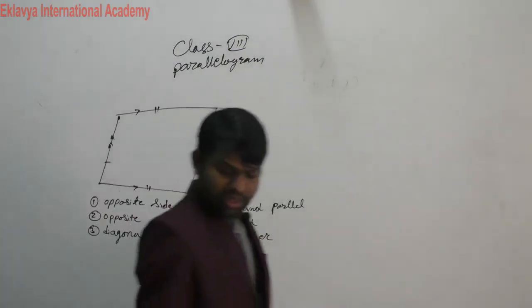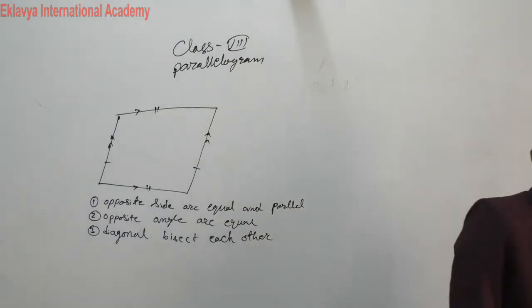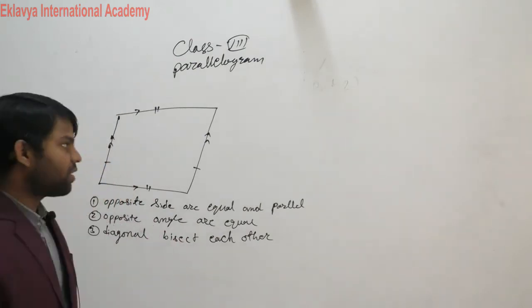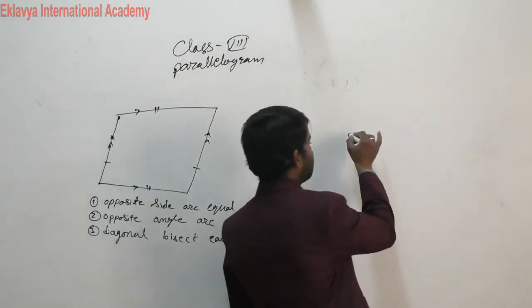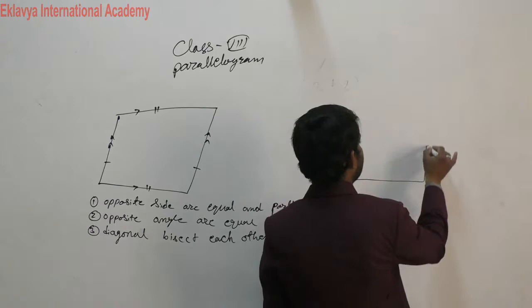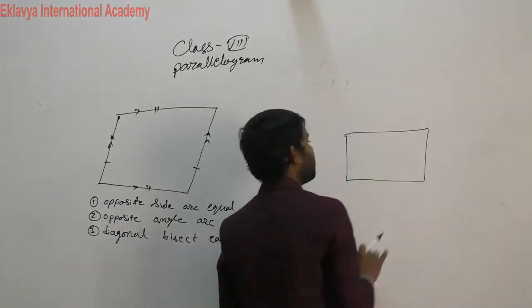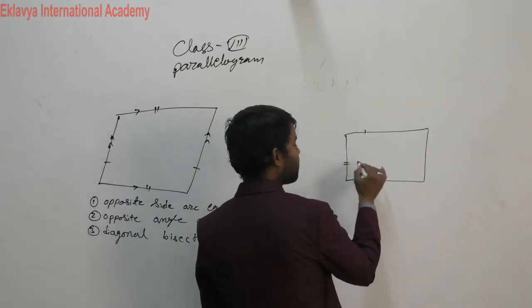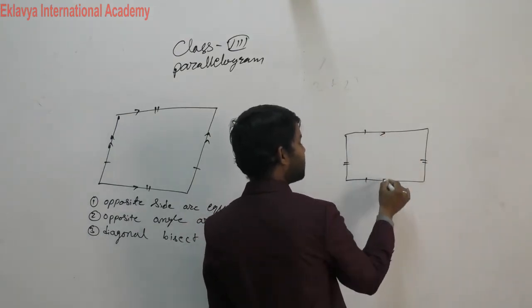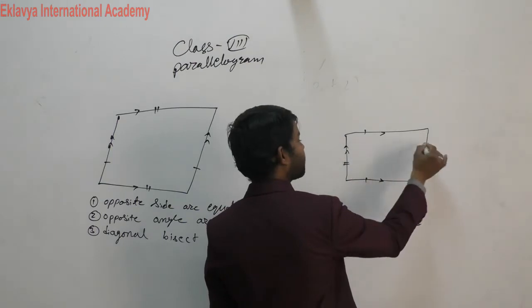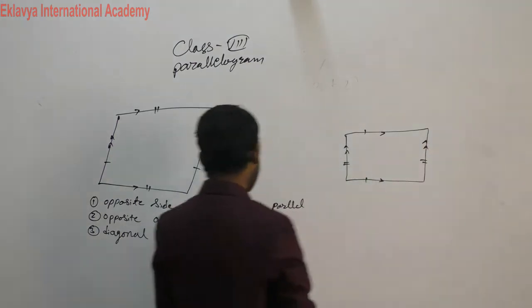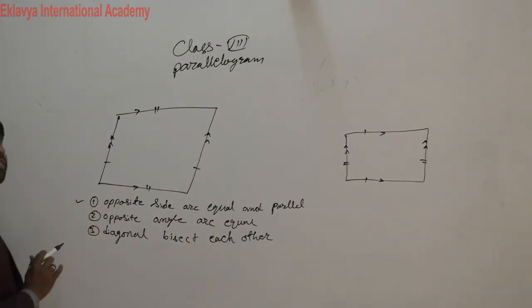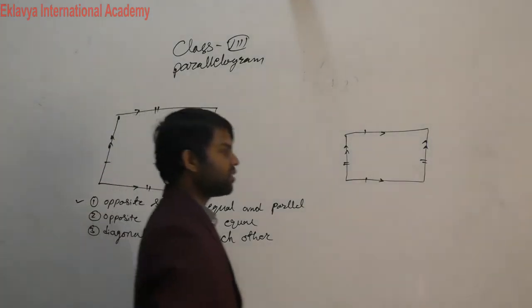Okay. Now, here some questions are, can we say a rectangle is a parallelogram or not? So we say rectangle, see here, it is our rectangle. Then in the rectangle, we know that opposite sides are equal and opposite sides are parallel. So we say here the first property also applies, opposite sides are equal and parallel in the rectangle.